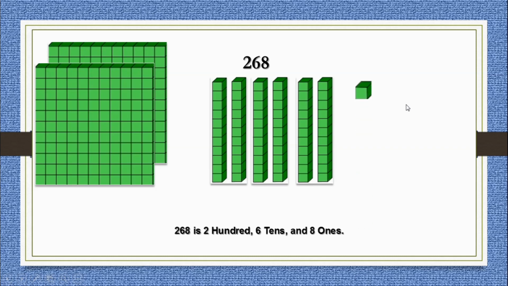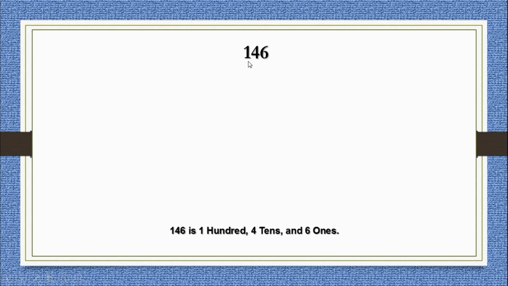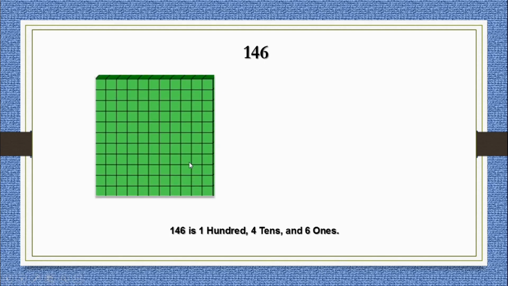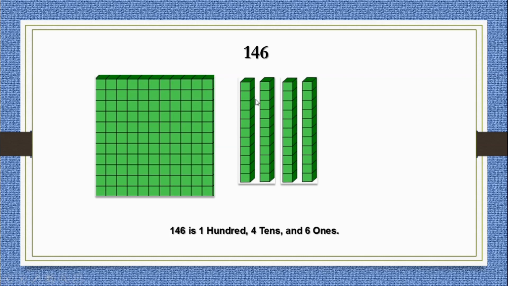1, 2, 3, 4, 5, 6, 7 and 8. So 268 is 2 hundreds, 6 tens and 8 ones. Now 146 means 1 block of 100, 4 blocks of tens and 6 ones. 1, 2, 3, 4, 5, 6. So 146 is 100, 4 tens and 6 ones.